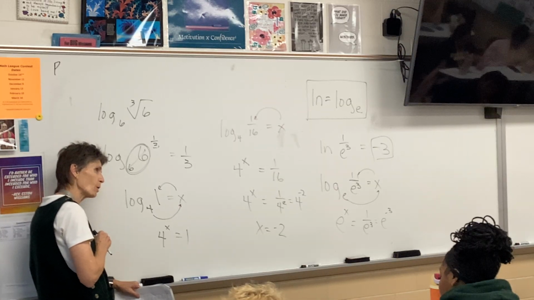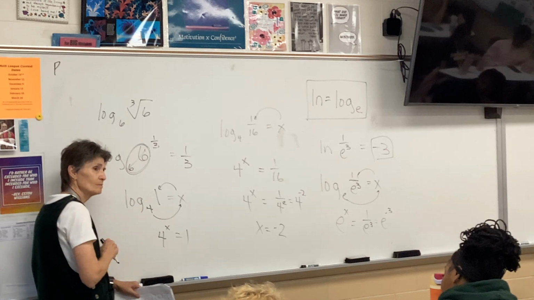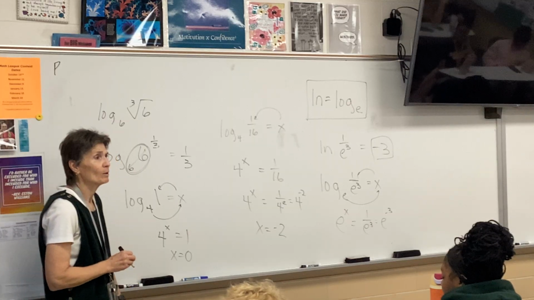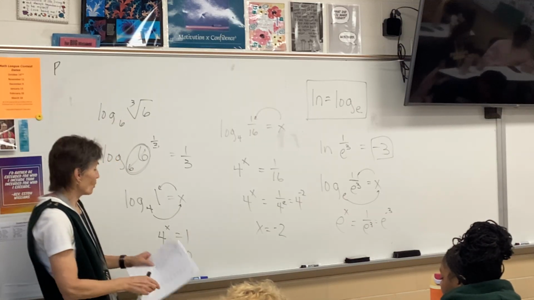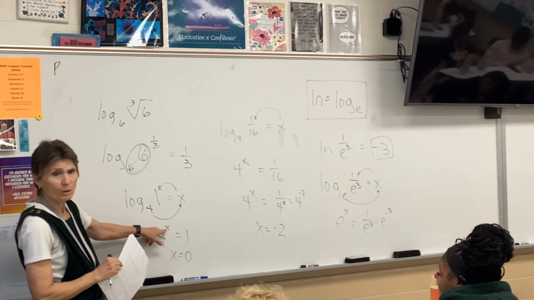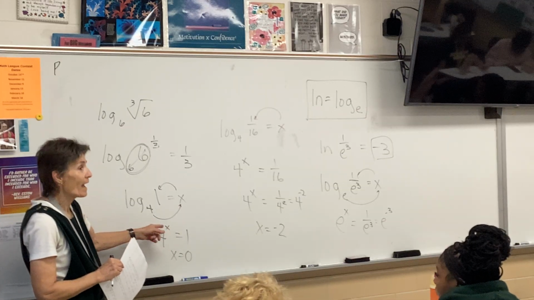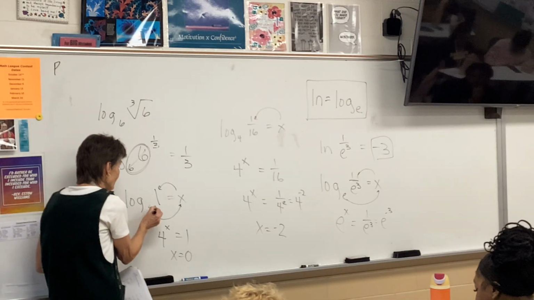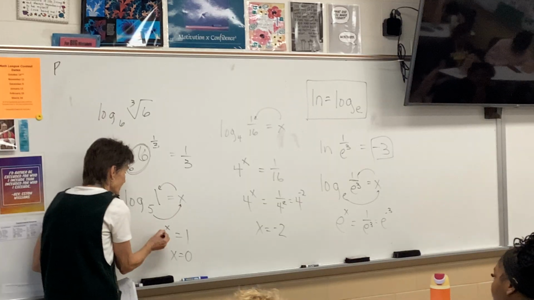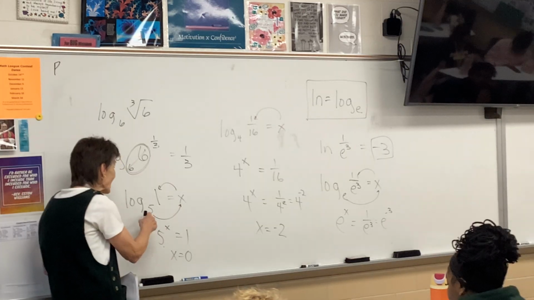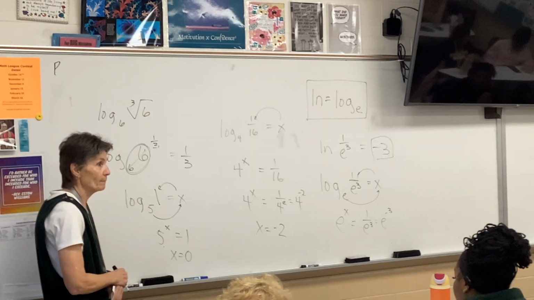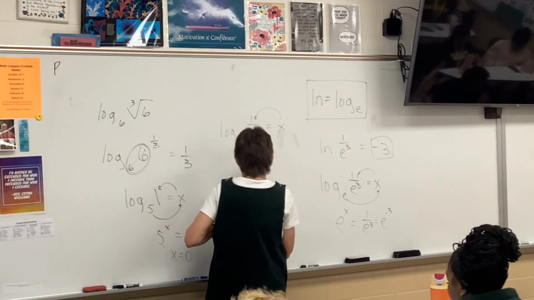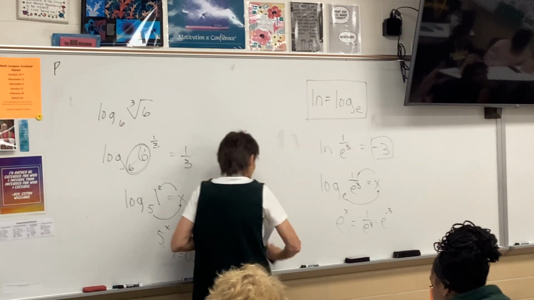4 to what power is 1? 0. Remember? Anything to the 0 power is 1. So if you want to raise something to a power and get 1, the power has to be 0 every time. So if this had been a 5, the answer would still be 0. Anything to the 0 is 1. All right, I know this is like majorly confusing. There's so much going on.